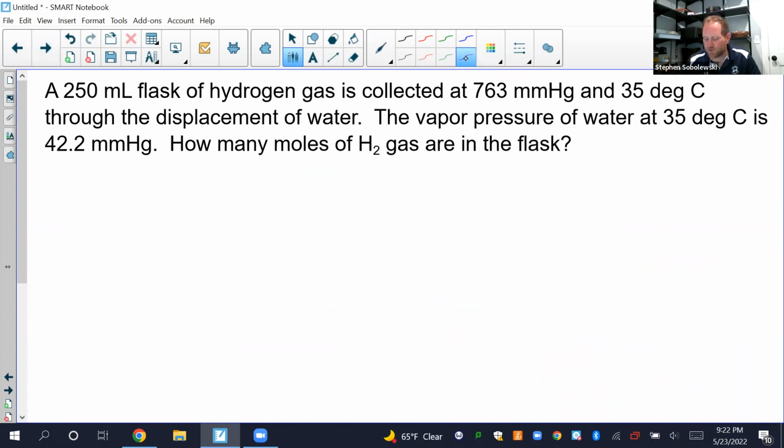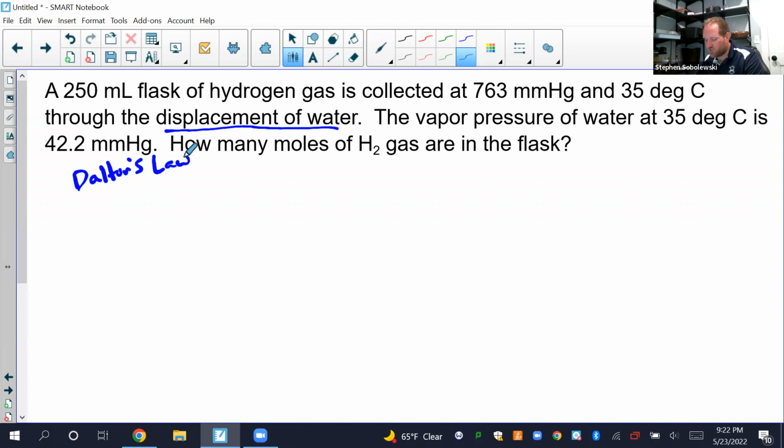A 250 milliliter flask of hydrogen gas is collected at 763 millimeters mercury and 35 degrees Celsius through displacement of water. A little bell just went off in my mind. Did it go off in yours too? Something I mentioned at the start of this video. Whenever I talk about displacement of water or trapping a gas through water or over water or bubbling a gas through water, I'm thinking Dalton's law. I bet that's going to come into play. The vapor pressure of water at 35 degrees Celsius is 42.2 mmHg. Vapor pressure in this context is the same as the partial pressure of water. Again, ding, ding, ding, Dalton's law.